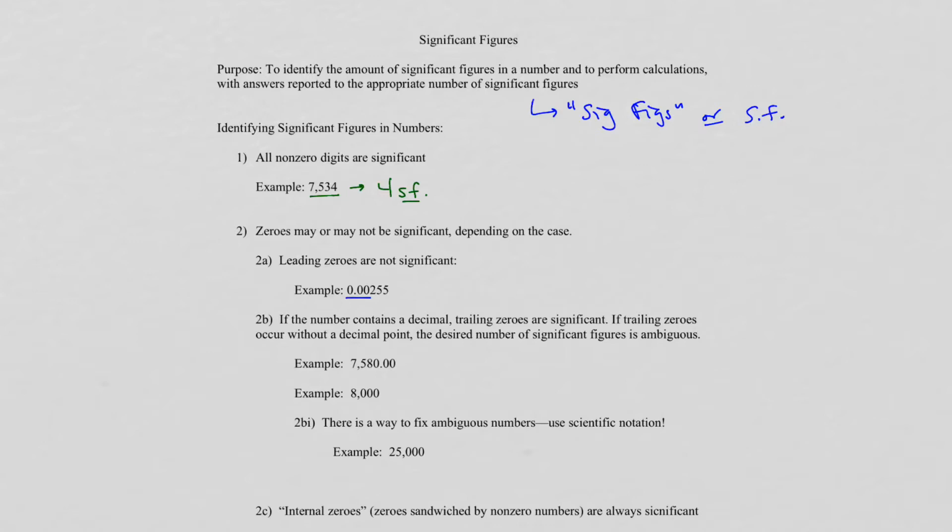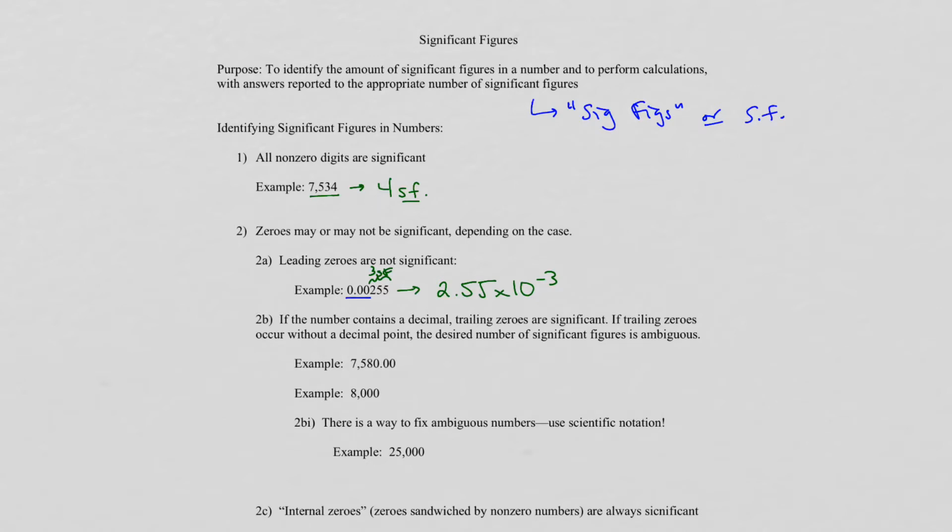Another way that we can write these things to show that there are 3 significant figures is to convert to scientific notation. So you can also write this number as 2.55 times 10 to the negative third. Now, if the number contains a decimal, trailing zeros are significant. Imagine if this number had zeros that came after this 5; those would be significant because we know it's exact.